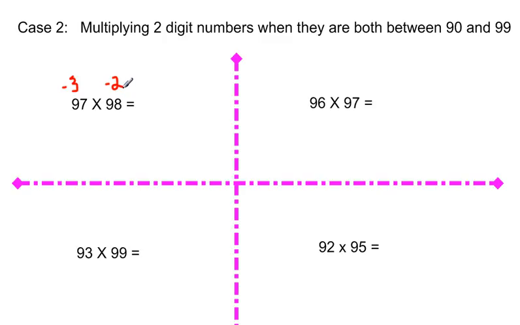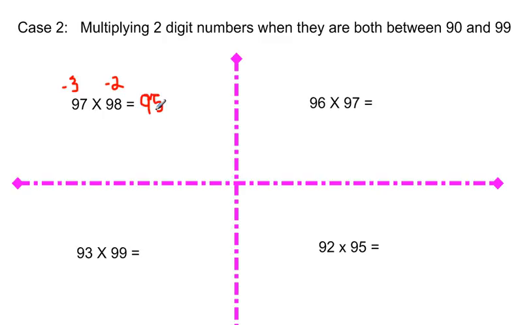Now, just like when I did case 1, I'm going to combine these two numbers as they go across. If I take the 97 and subtract 2 from it, I'm going to get 95. If I take the 98 and subtract 3 from it, I'm still going to get 95. So I'm convinced that my first digits are 95.